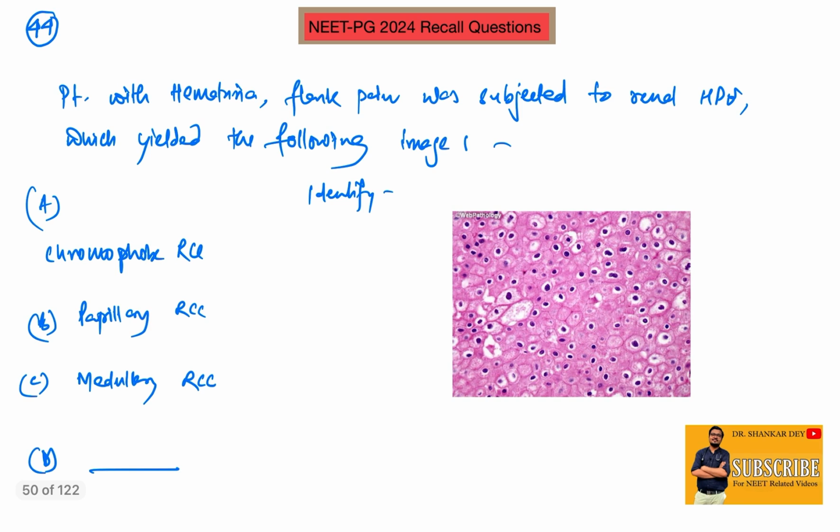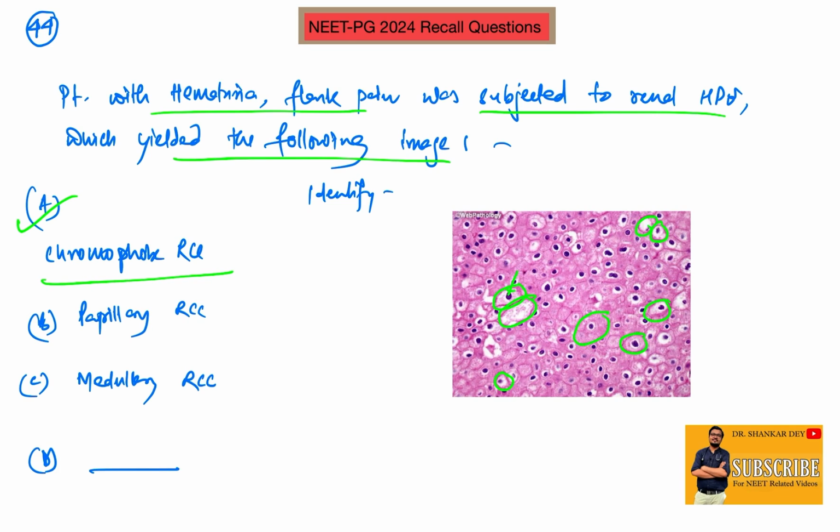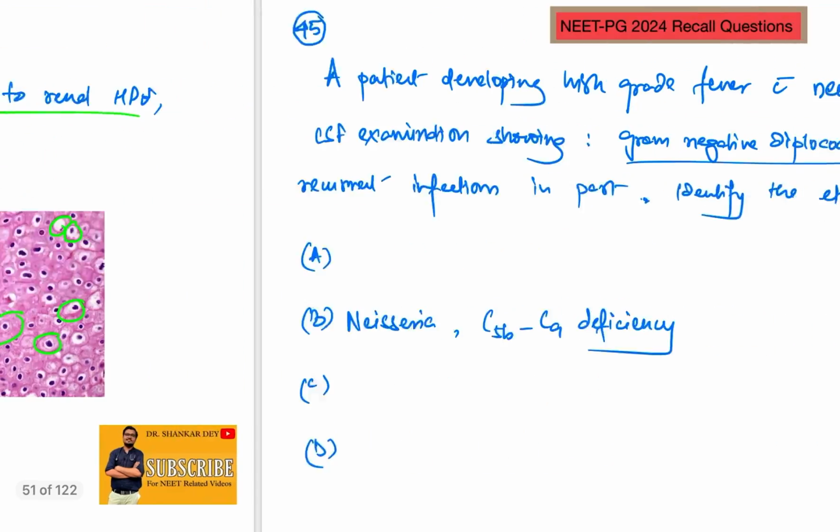Coming to question number 44, patient with hematuria, flank pain subjected to renal histopathology, which yielded the following image. This image shows large pale cells. As you can see, there are so many large pale cells with raisinoid nucleus and perinuclear halo. So these large pale cells with raisinoid nucleus, perinuclear halo, and reticulate cytoplasm are characteristic of chromophobe type of RCC. So this is chromophobe RCC. This histological picture is suggestive of chromophobe RCC.